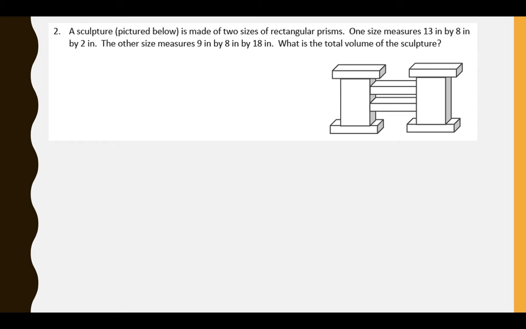So now looking at this sculpture, I can see that there are two sizes of rectangular prisms. So I'm going to go ahead and label the similar sized rectangles. These that look like this shape, I'm going to label them A. And then we have a little bit of a bigger rectangle. I'm going to label that as B.